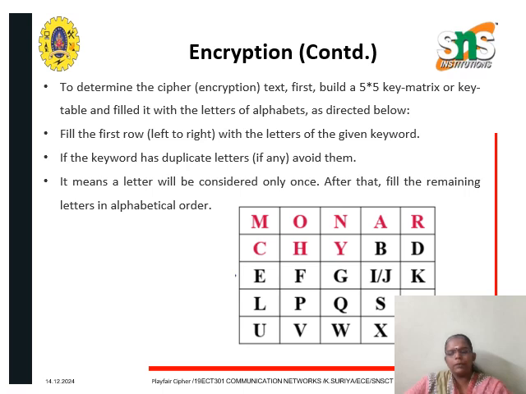Here is shown an example for a keyword monarchy. So you're first filling MONARCHY. After that, the remaining letters of the alphabetical order are filled here. Since A is already present, you're writing B. C is already present, you're writing D. E, F, G, H is already present. So you're writing I/J. Then K, L, M, N, O is already present. So P, Q, R is already present. So S, T, U, V, W, X, and Z. Since you have 26 alphabetical letters, and since it's a 5x5 matrix, you have only 25 spaces here. You'll be writing I and J in the same box.